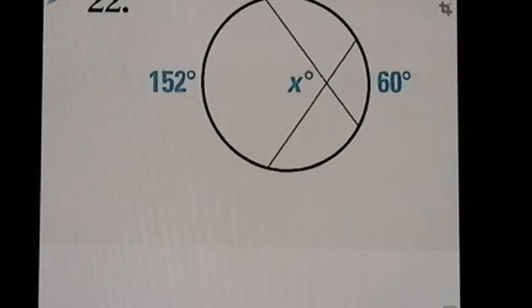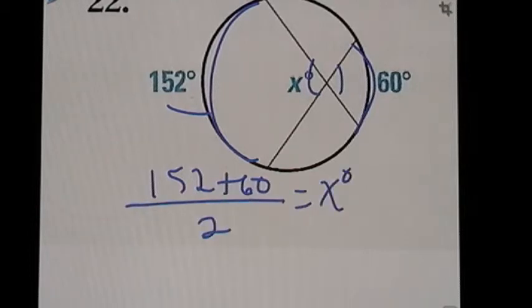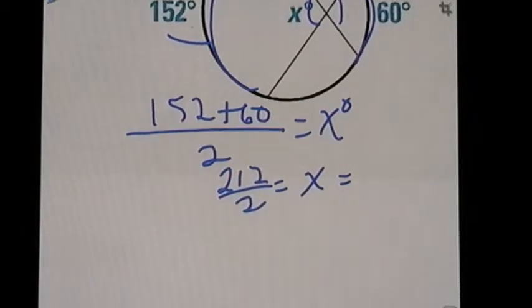Okay, remember that to find these angles, just average the two arcs and you get the angle. So 152 plus 60 divided by 2 is equal to x degrees. With your calculator, 152 plus 60 and divide by 2. That's 212. 212 divided by 2 equals 106.